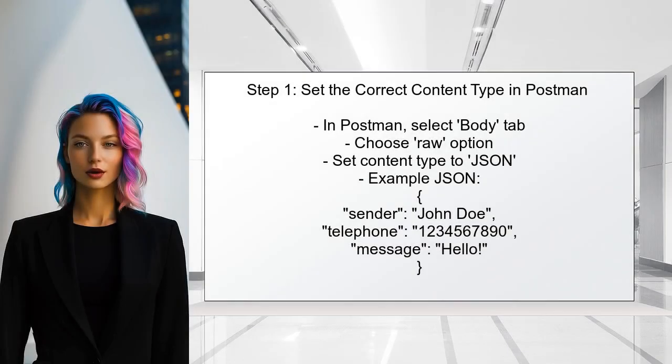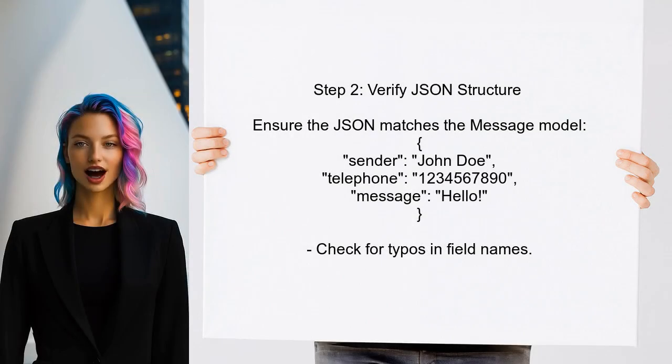To resolve the unsupported media type error, the user should first ensure that the request content type is set correctly in Postman. The default content type for form submissions is often application/x-www-form-urlencoded, which is not supported by the @RequestBody annotation. Next, the user should verify that the JSON structure in the request body matches the message model. This means ensuring that all required fields are included and correctly named.